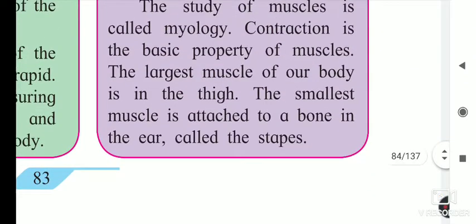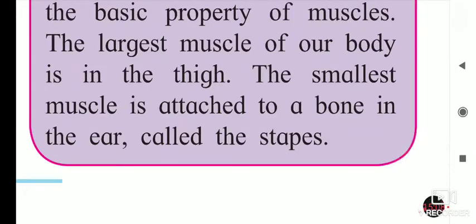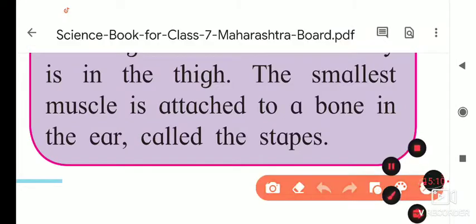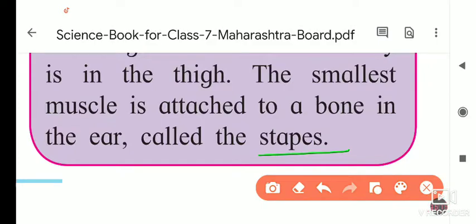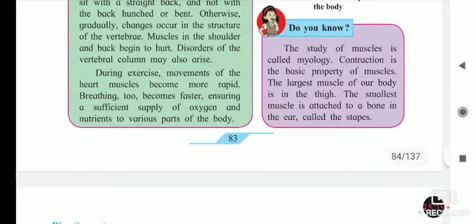Then the smallest muscle, attached to the bone of the ear, is called the stapes. Okay, the smallest muscle is present in our ear, and that is called the stapes. If you observe the structure of the ear, you will find the stapes muscle, which is the smallest muscle of our body.